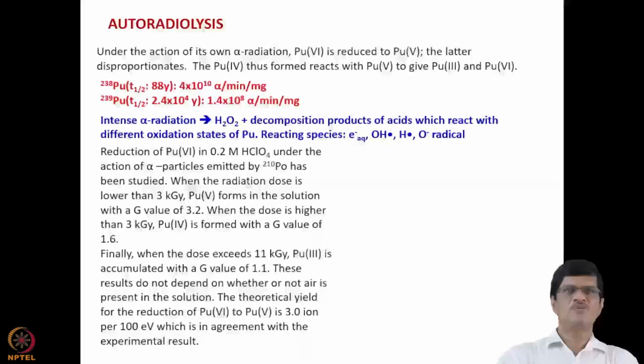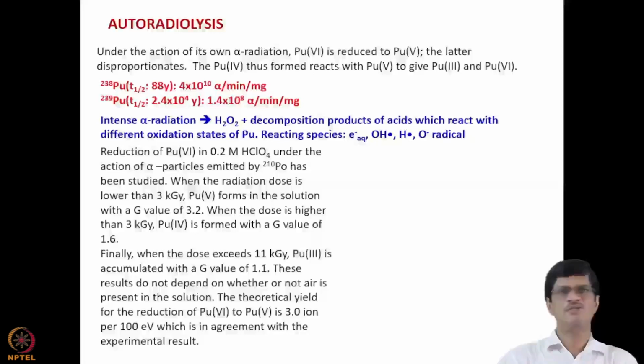Now plutonium mostly consists of the 2 alpha emitting nuclides, that is 238 plutonium and 239 plutonium, with half-lives of 88 years and 2.4 × 10^4 years. But other plutonium isotopes also give alpha, but these two are the most important. So that is why I am considering these 2 isotopes of plutonium.